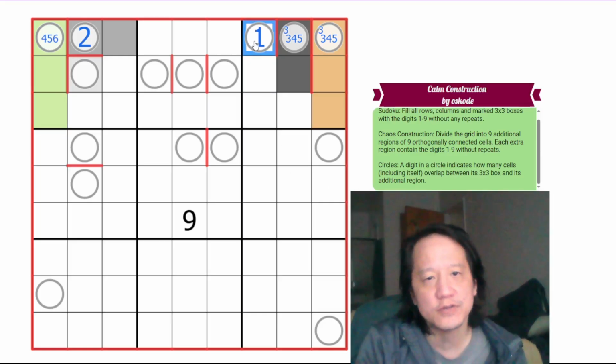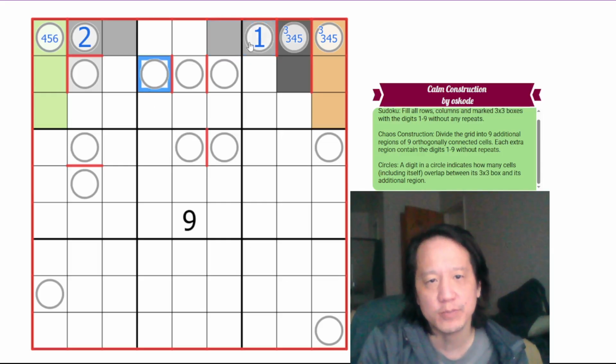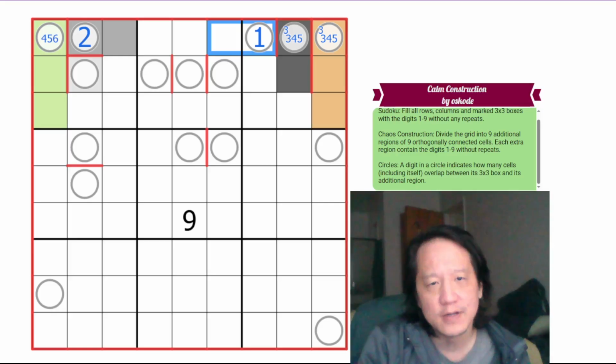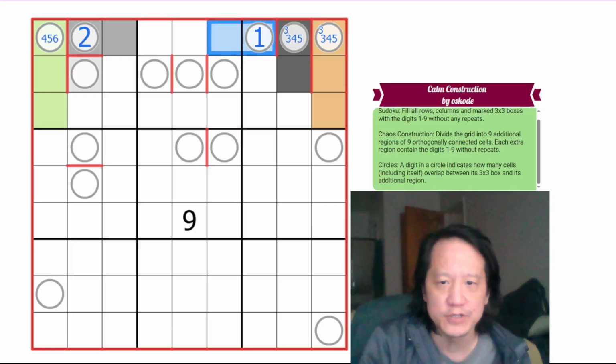So this has to go this way. And it's likely part of the medium cell. We'll do that for now. Actually, let's just make it pink for now. Let's make it blue for now. Because we know this is a boundary, because only one overlap for the 3x3 box and its region.